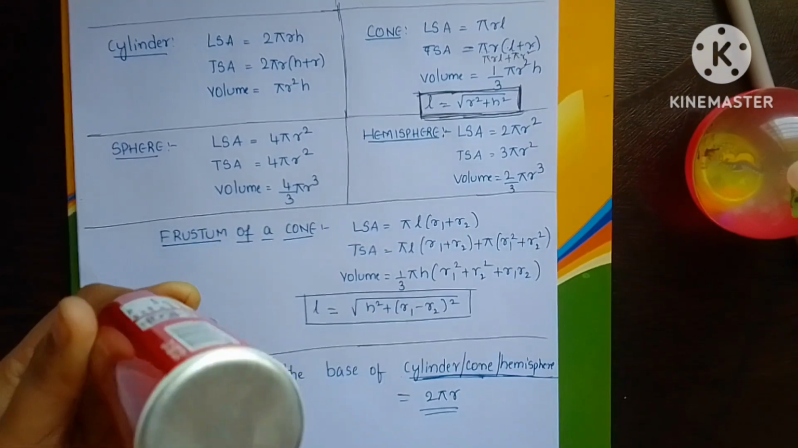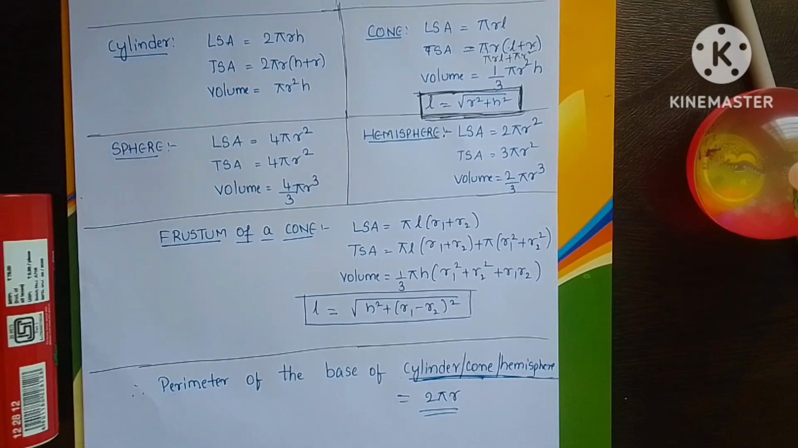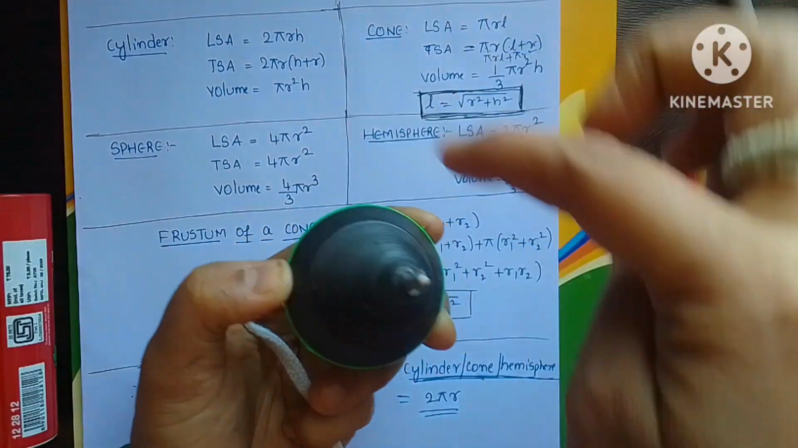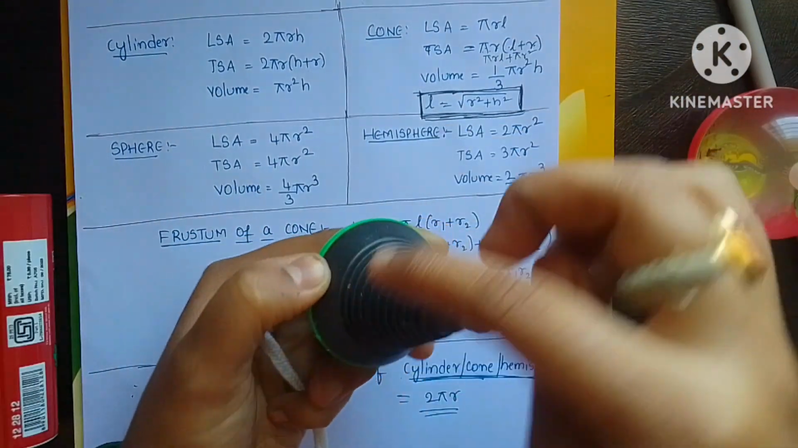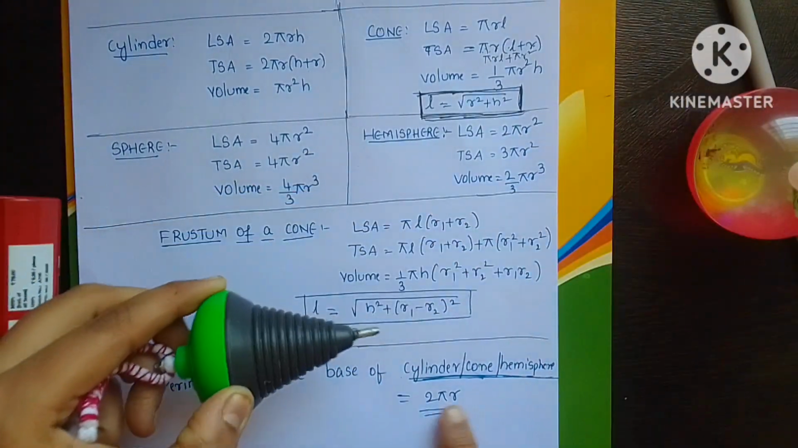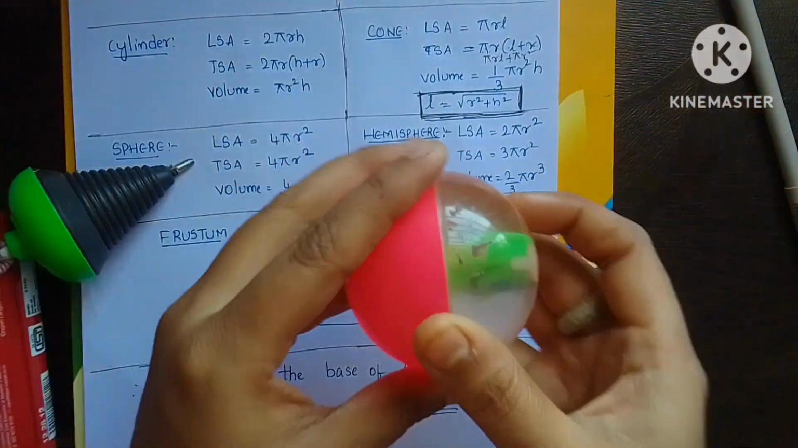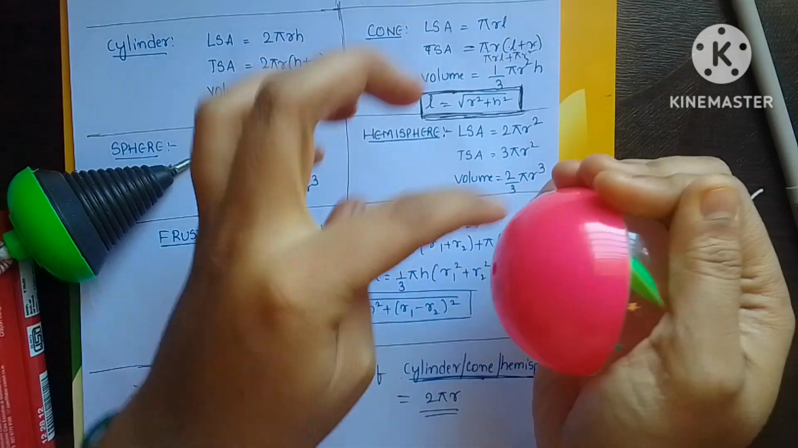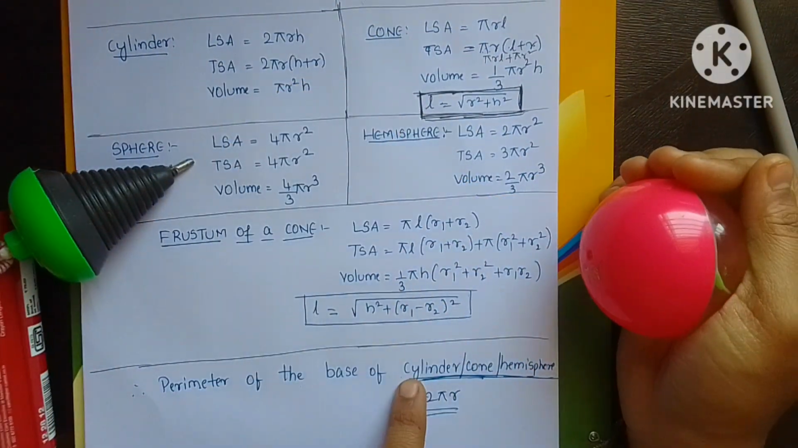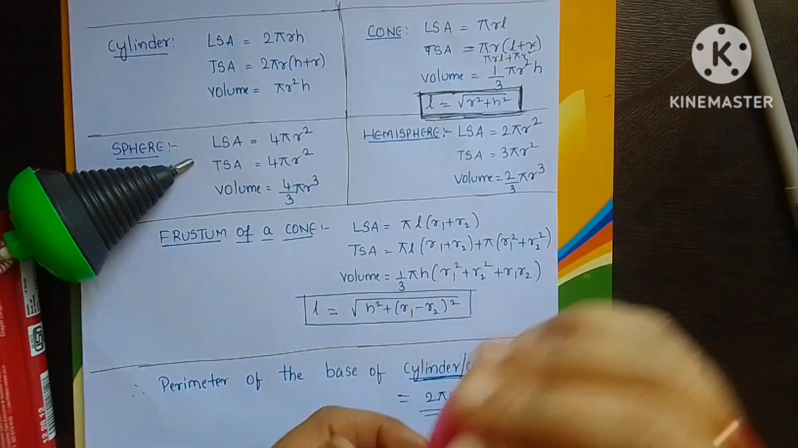So 2 pi r. If you take the cone also, the perimeter is also in the form of a circle only, no? So that is also 2 pi r. If you take the hemisphere also, it is in the form of a circle. So that perimeter is also equal to 2 pi r. Okay.